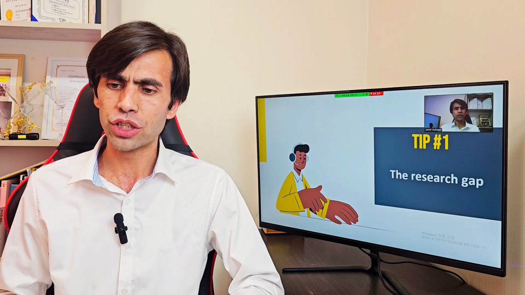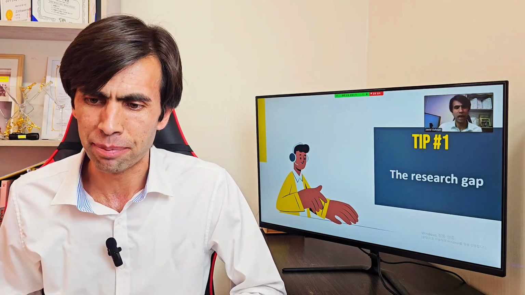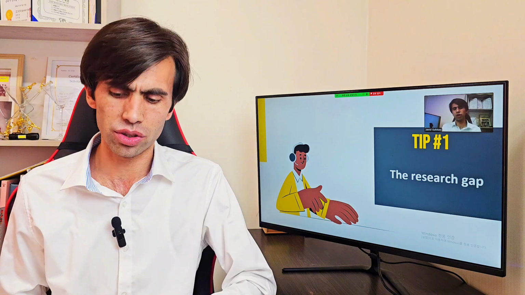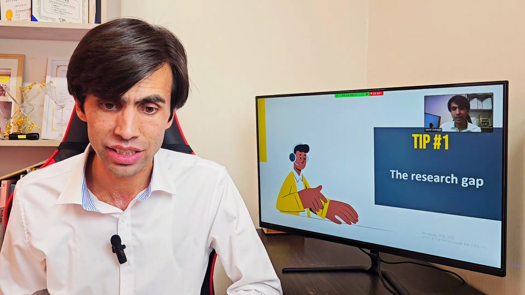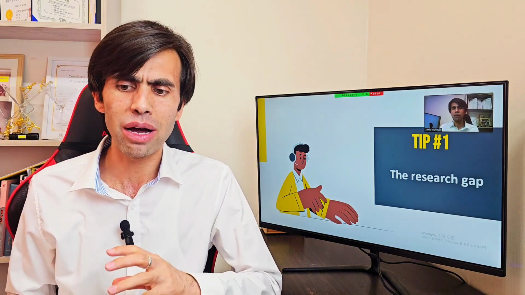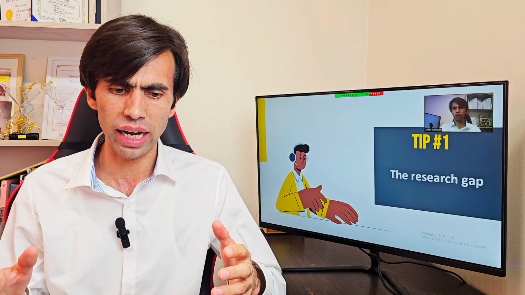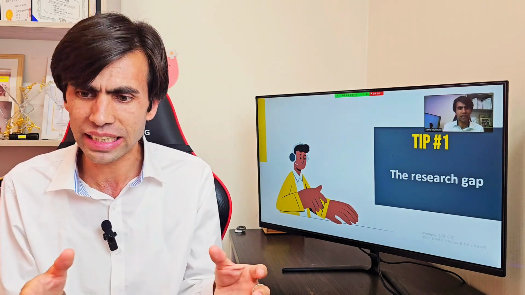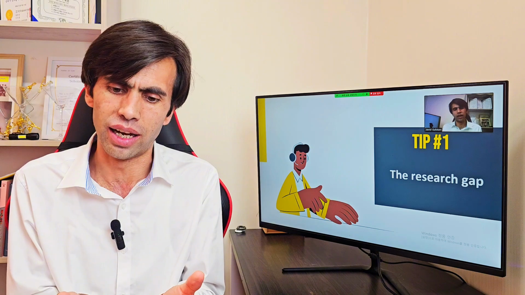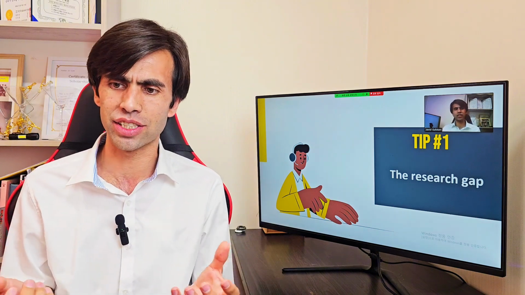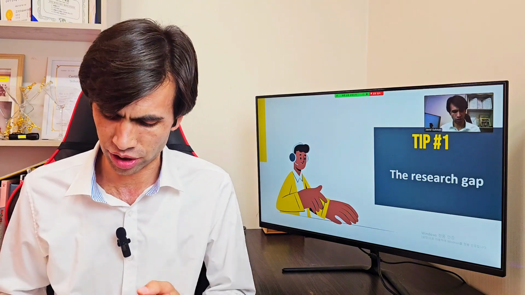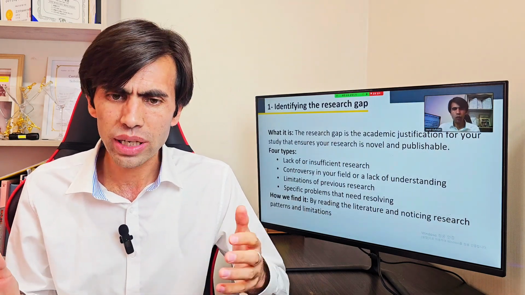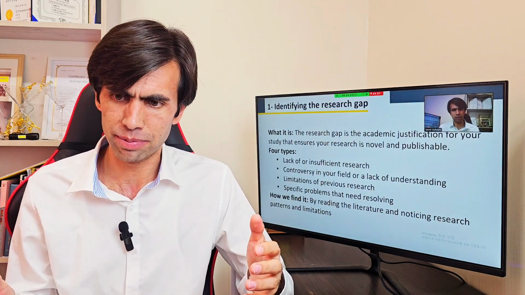So now, tip number 1 is the research gap. One of the things that we need to consider when we are finding a research topic is to think about the research gap, because we are finding a research topic by extracting a research gap from the existing literature or research that exists. So how can we identify the research gap?